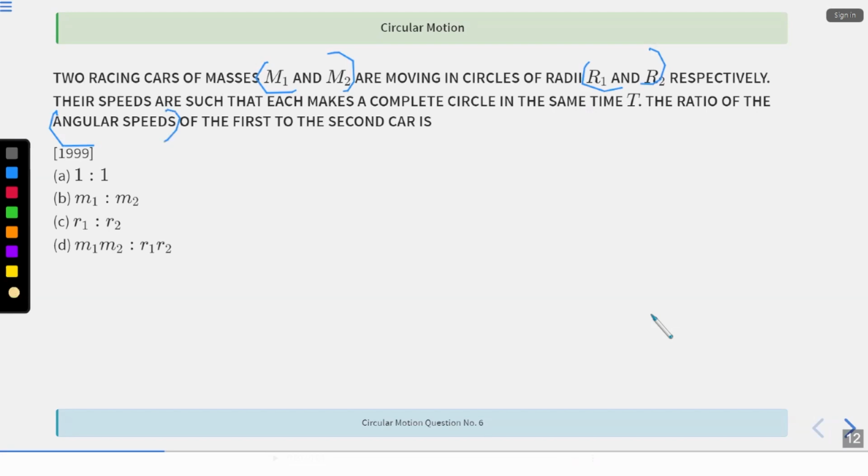And we know that angular speed is nothing but 2 pi by T. And they have taken the same time. So therefore, what will happen? You'll have omega 1, omega 2, and both will be 2 pi by T itself. So you'll get the answer as 1:1.